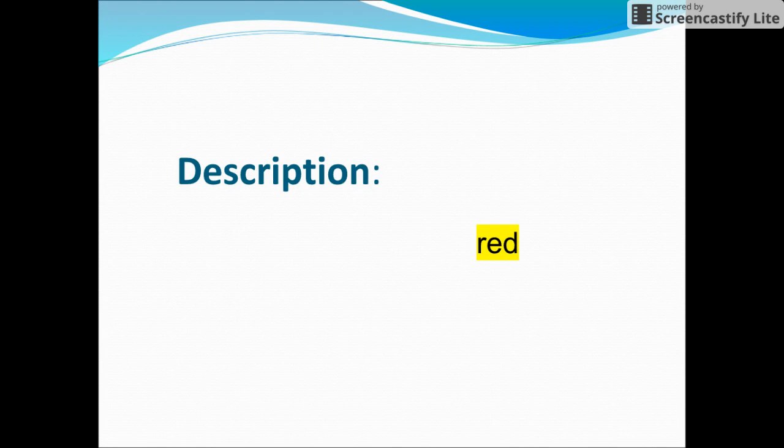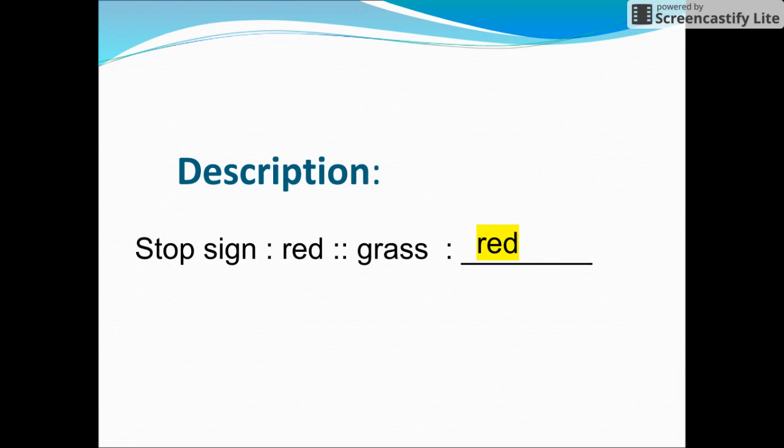Red, you guessed correctly, or not guessed, but you figured it out. So stop sign is to red as, wait, that was wrong. Grass is to green. My bad. That should be green right there, guys. I don't want to start my video over, so fix that. That's going to show me if you were paying attention.